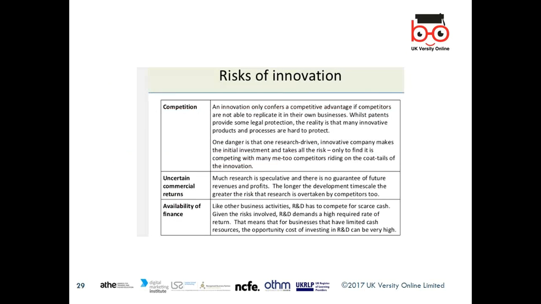So that's the risk of innovation, competition. If we don't do it, what will happen? Competitors will gain the competitive advantage. Then uncertainty of commercial return, as much research is started, and sometimes that is a problem. You are very innovative, but somebody can quickly copy your ideas. Still, we need to do innovation. If we don't do it, other companies will. Then availability of finance. So we need to look around.